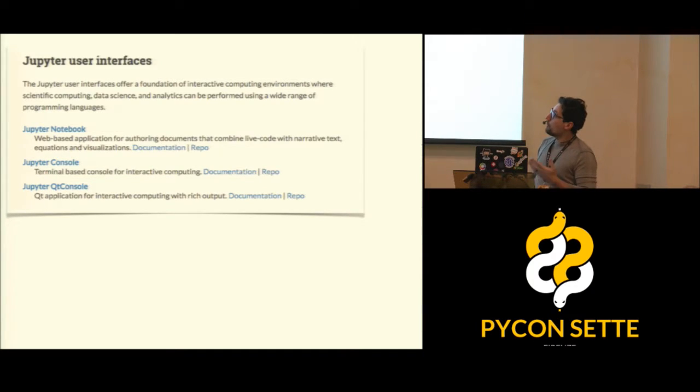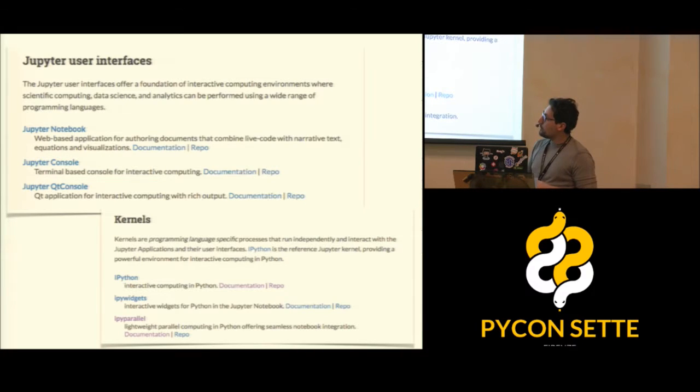There are three projects dealing with the user interfaces: first, the notebook, the console, and the Qt console. Just to give you a hint, in case you have installed the IPython kernel of the Jupyter project on your machine and you run Jupyter console, it's basically the same as running IPython from your terminal. Jupyter console is supposed to be a language agnostic interface depending on the kernel you're running.